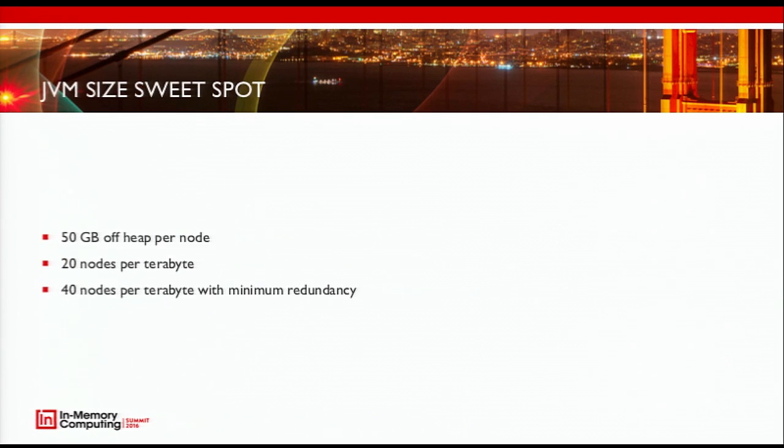So there's kind of a sweet spot here. If you pick a size of 50 gigabytes and you use off-heap, then that's a kind of good thing, I think. Then you have 20 nodes per terabyte, or 40 nodes if you have a minimum of redundancy. And I think that's reasonable. I think that's a reasonable size, gives you a reasonable number of JVMs, and gives you the best performance.